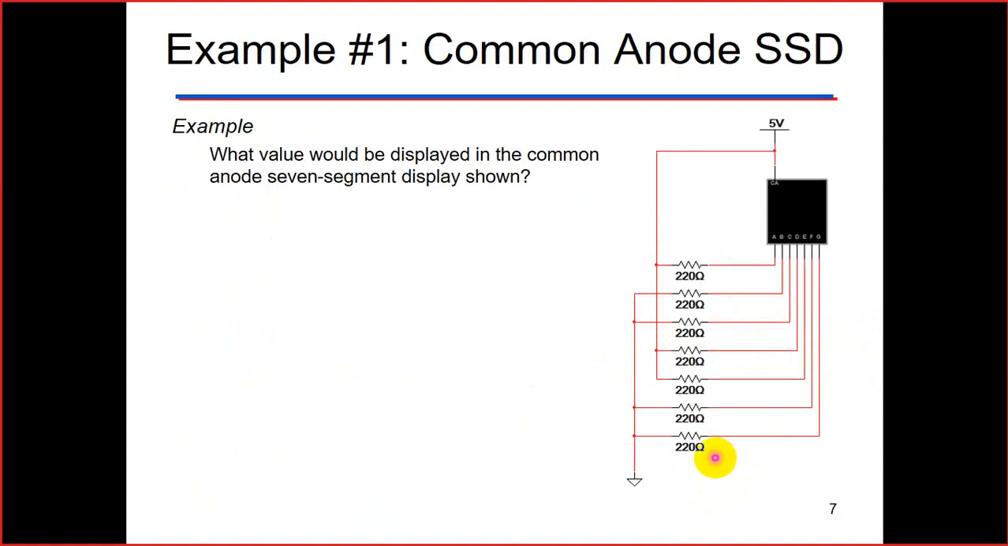Now we have a simple example over here. Common anode 7-segment display. Look at the connection, and the question is, what value would be displayed in the common anode 7-segment display? This is A, B, C, D, E, F, G. And in common anode configuration, when the cathode is at 0 volt and anode at 5 volt, then that LED will be on.